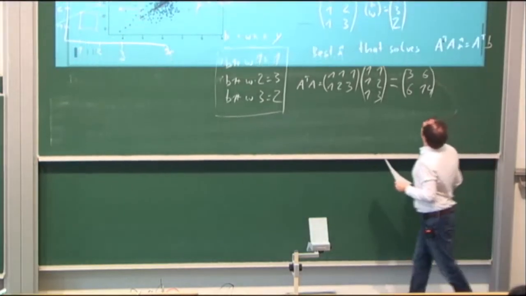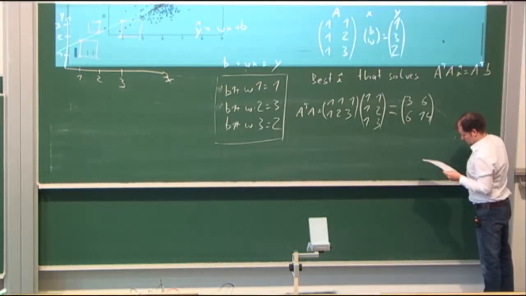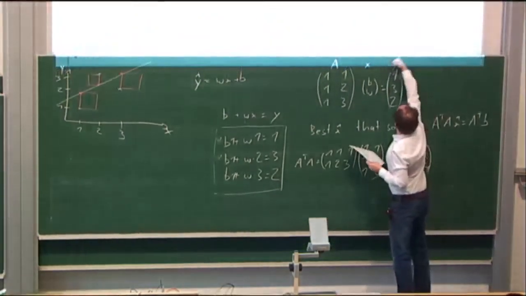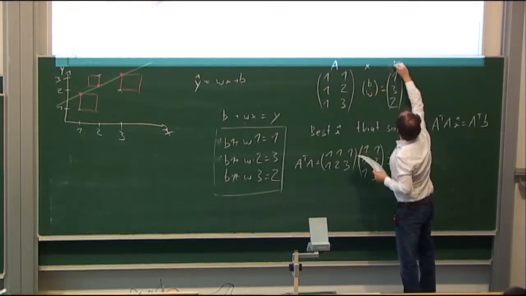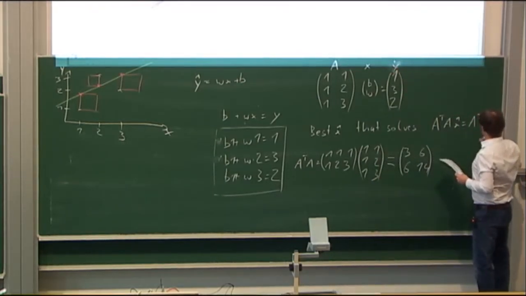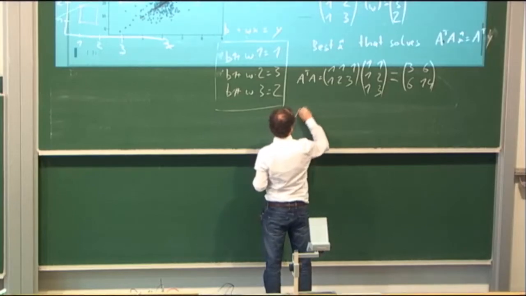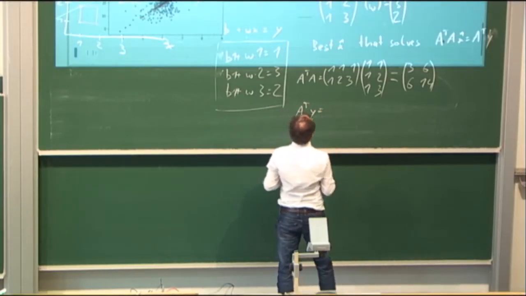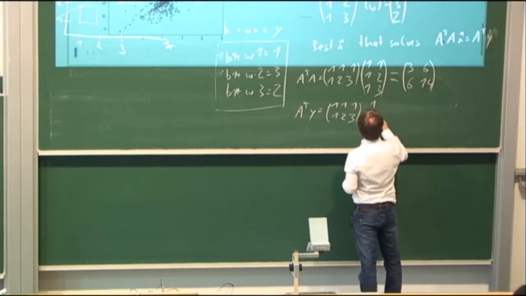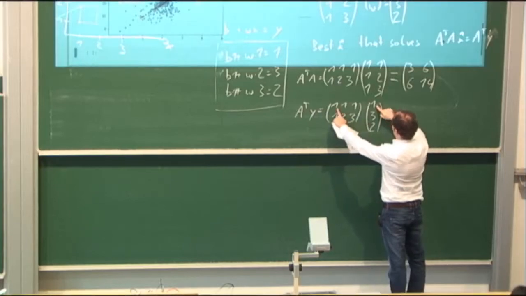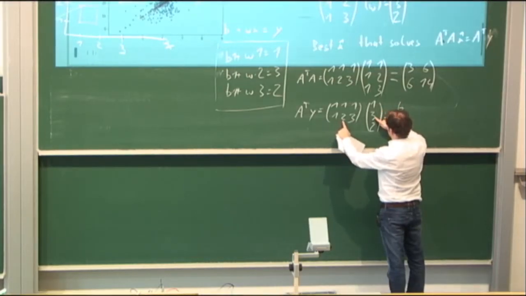And then we have to calculate A transpose. Yeah, I should call this better. Let's call this B. There's already B here, okay, that's why, sorry. Okay, then we calculate A transpose Y, which is 1, 1, 1, 1, 2, 3, times 1, 3, 2, is 1 plus 3 plus 2 is 6. And 1 plus 6 plus 6 is 13.